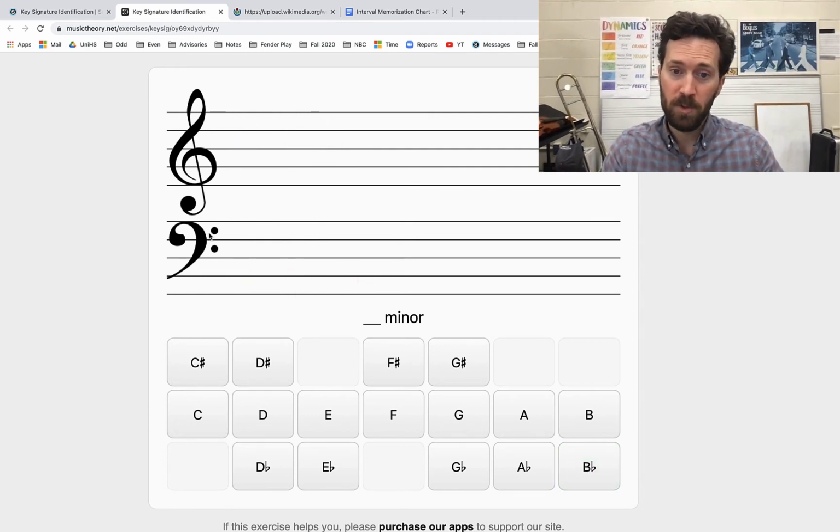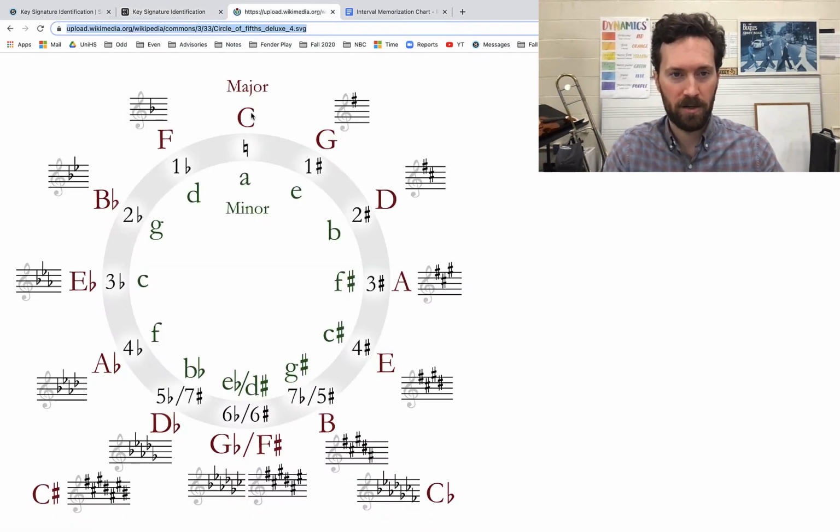Okay, no sharps or flats. That's either the key of C major or A minor. We need A minor. How do we know? Okay, so check on our circle. The key of C major has no sharps and no flats. And inside circle, A minor.